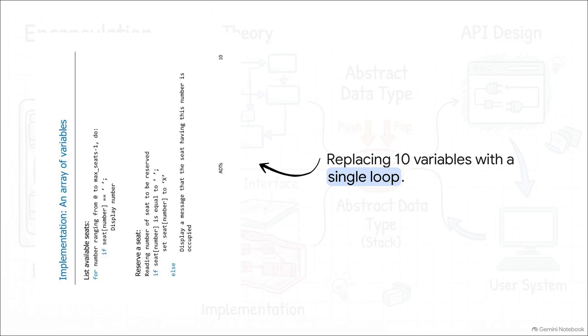To list the available seats now, we just use a simple zero-indexed for loop. For a number ranging from 0 to max seats minus 1, if the seat at index number is empty, display the number. That's the whole thing. 2 lines of code just replace 10 isolated if statements. And reserving a seat, we just read the requested number, check if the seat array at that direct index is empty, and if so, set it to X. Otherwise, display that it's occupied. This elegant solution completely eliminates the 10-variable nightmare and all that messy Boolean tracking we saw in option 1.